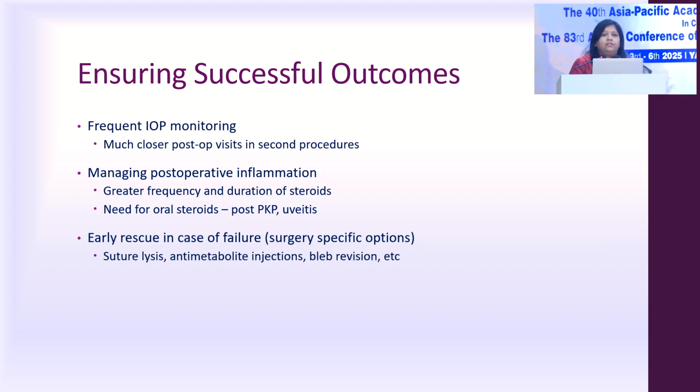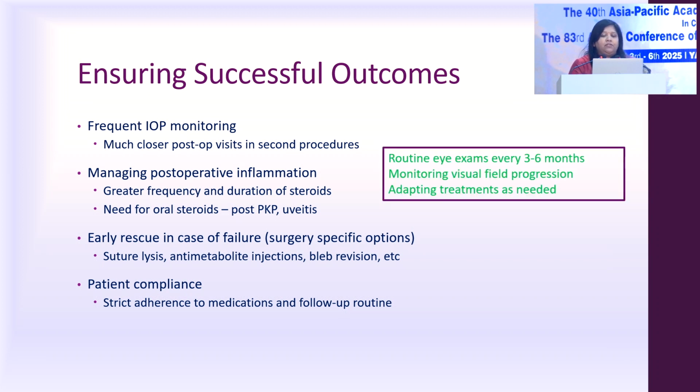Early rescue in case of failure is important, to recognize early failure. Hence, the weekly visits may be warranted here. Suture lysis, antimetabolites, bleb revision, the whole package, everything may be tried in these patients. And patient compliance here hence becomes very important. So it's very important to explain to the patient that strict adherence to medication and a follow-up routine is extremely essential. So routine eye exams every 3 to 6 months, monitoring visual field progression and adapting treatments as needed.